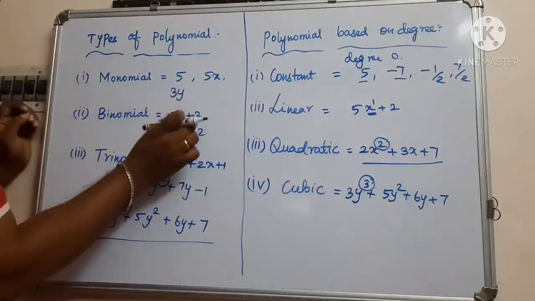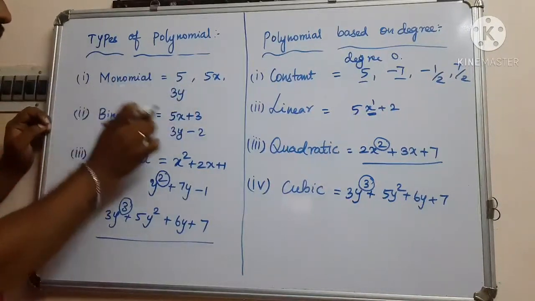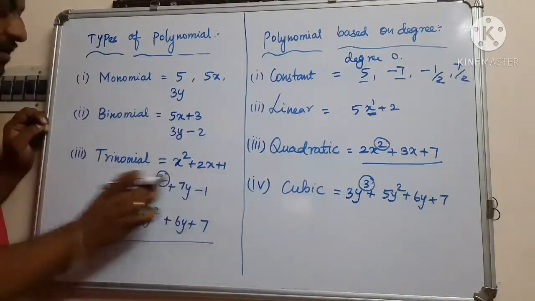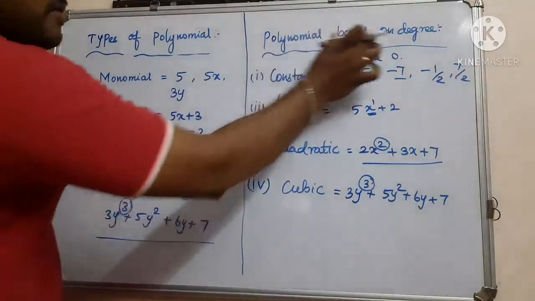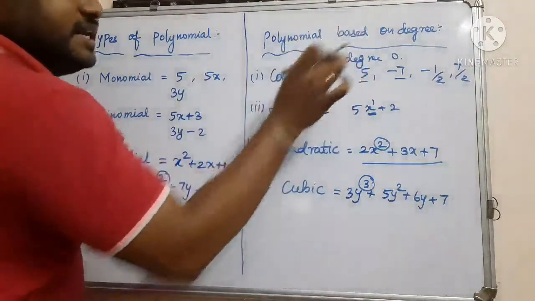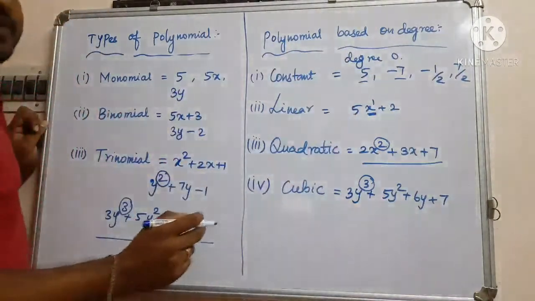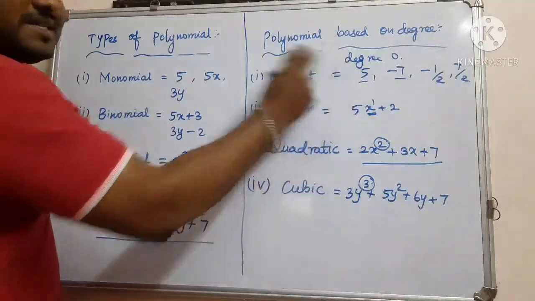Term means you have to look at the terms. How many terms are there? If it is one term, that is a monomial. Two terms, that is a binomial. Three terms, that is a trinomial. For polynomial based on degree, you have to look at the degree. That means you have to look at the variable's power. Variable's power is called the degree.